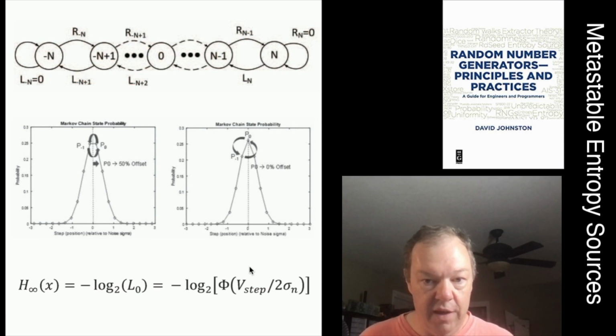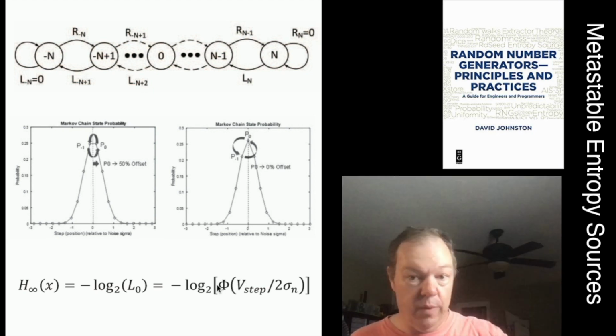And this phi is the normal cumulative distribution function, and then negative log 2. We'll get to that in the definitions of entropy. But here, this says you've got some noise in your circuit. You can't do much about that other than use small devices, but you can choose what your step size is, and the lower the step size, the higher the entropy.